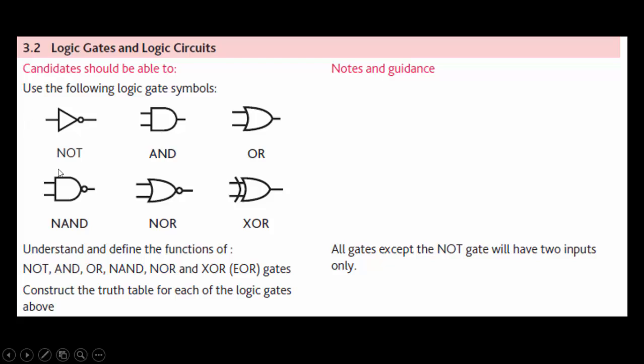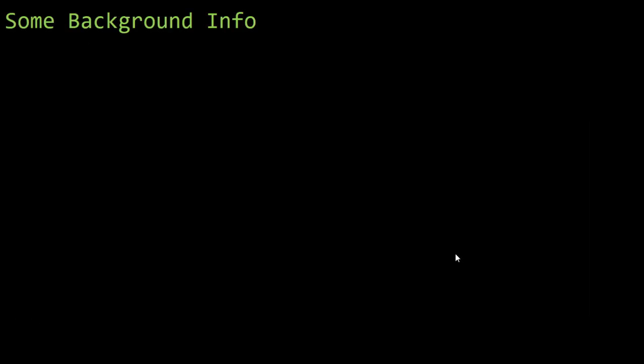So they want you to understand and define the functions of all these gates and to construct the truth table for each of the logic gates above. Now all the gates except the NOT gate will have two inputs only. So let's jump in and let's get some background info.